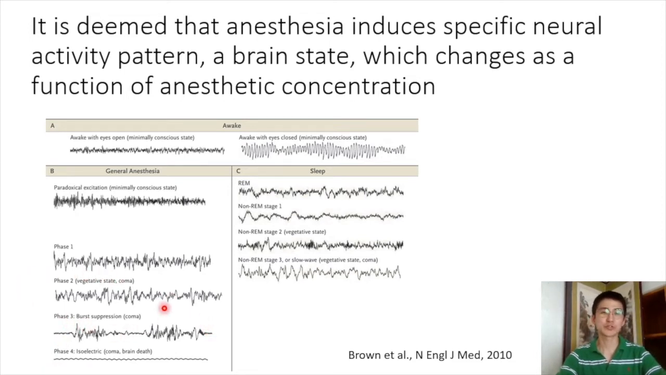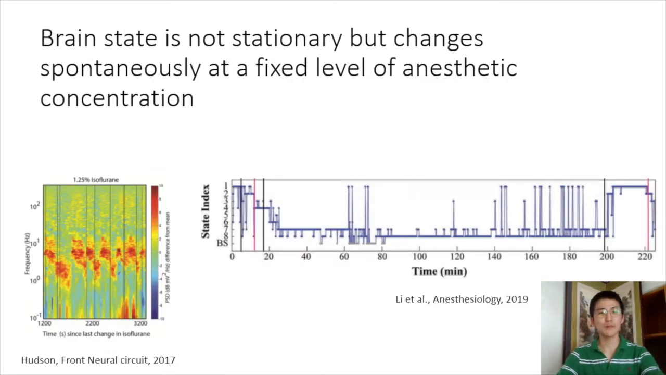Likewise, most studies assume that brain state has a one-to-one correspondence with anesthetic concentration, and therefore they performed concentration-dependent approach. However, recent studies found different brain states in a fixed anesthetic concentration, and furthermore, they observed one brain state in different concentrations. Here, at fixed isoflurane concentration, the power spectrum can spontaneously fluctuate.